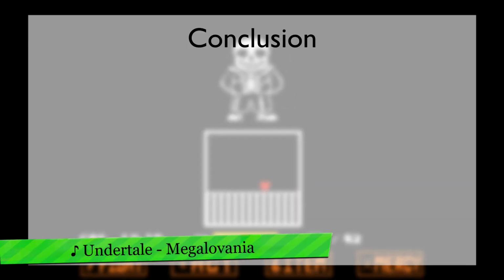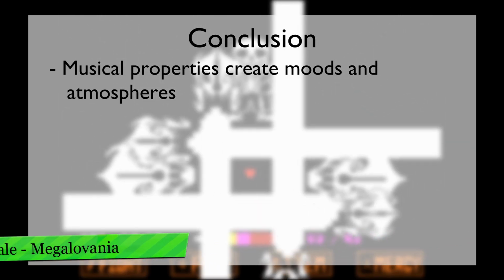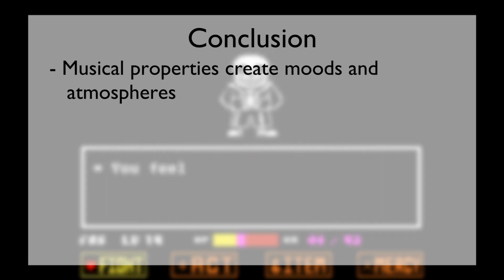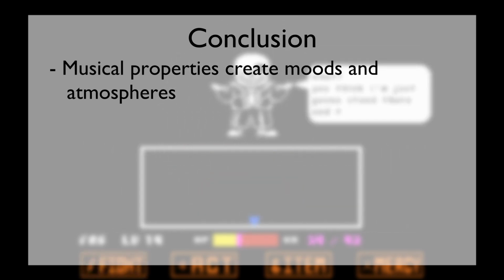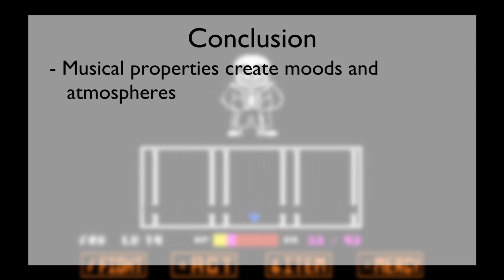Conclusion. Music and sound in any media is used to create particular atmospheres or moods. Simply by listening to musical properties such as instrumentation or tonality, players can form an idea of their surroundings and the narrative context in which they find themselves.